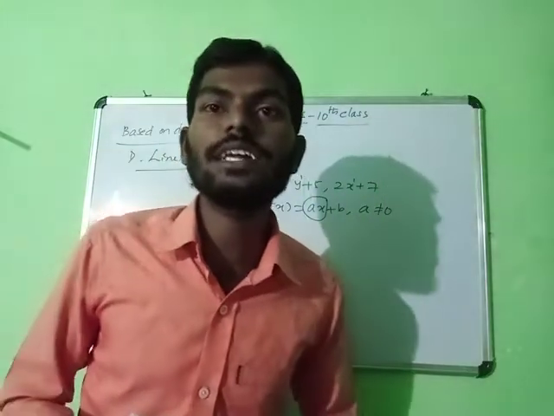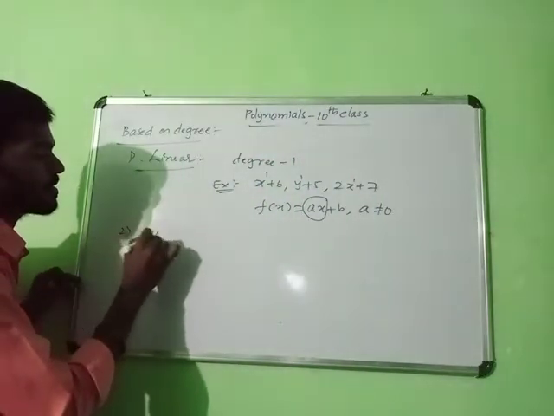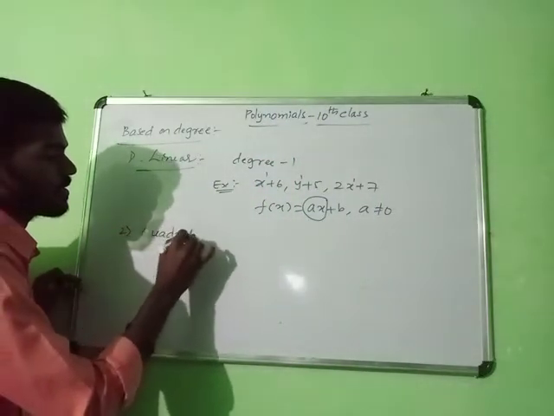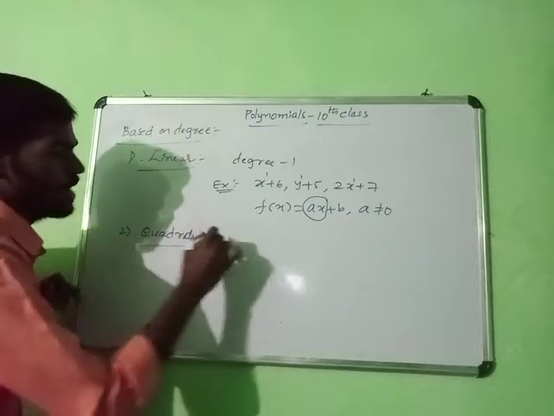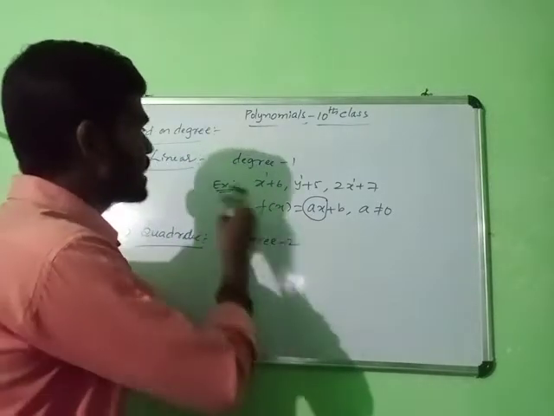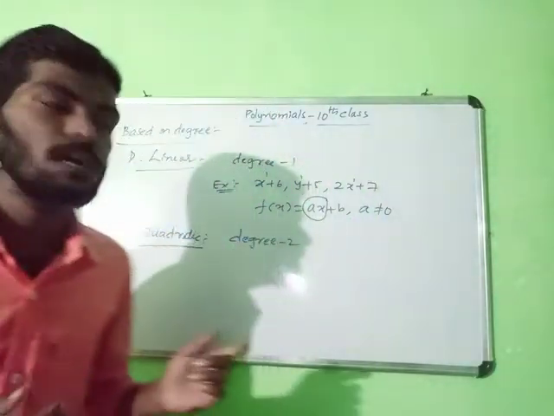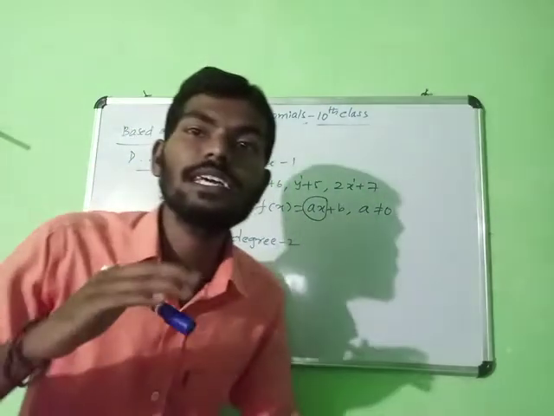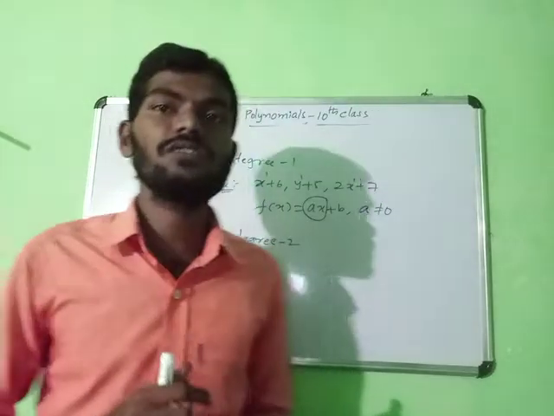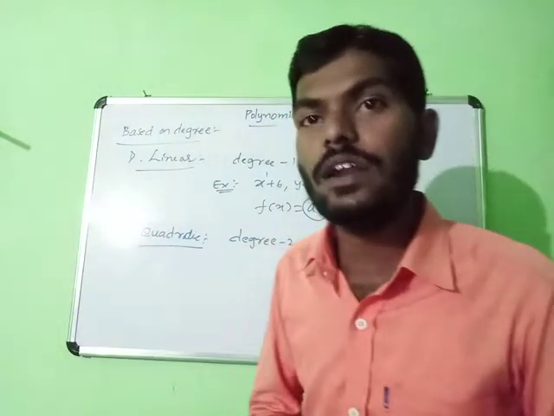Next one is quadratic polynomial. Second one is quadratic polynomial. Here the degree is 2. What does quadratic polynomial mean? Degree is 2. If the highest degree of a polynomial is 2, then it is called a quadratic polynomial.